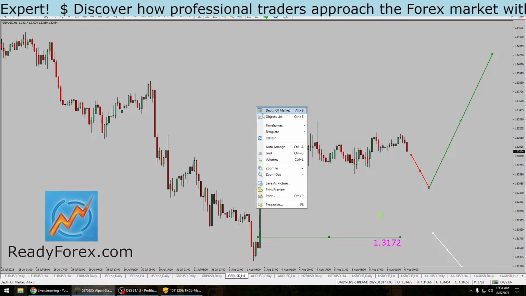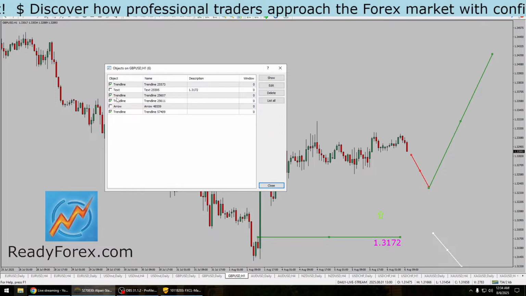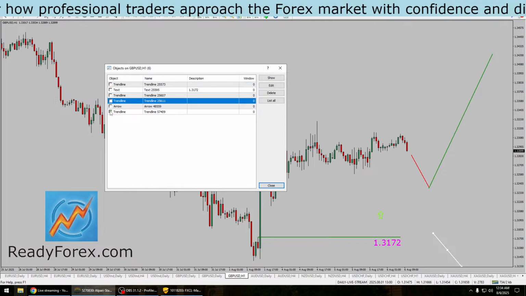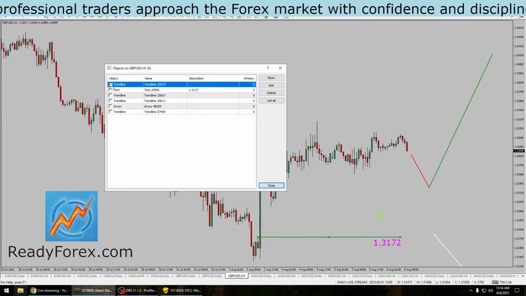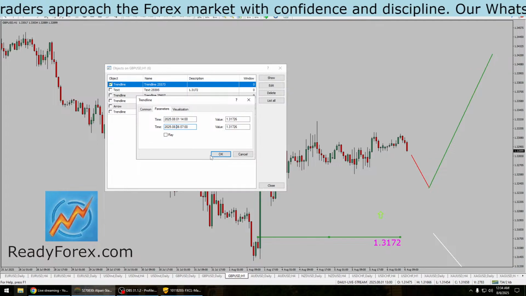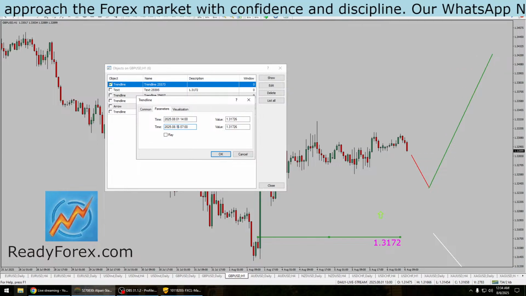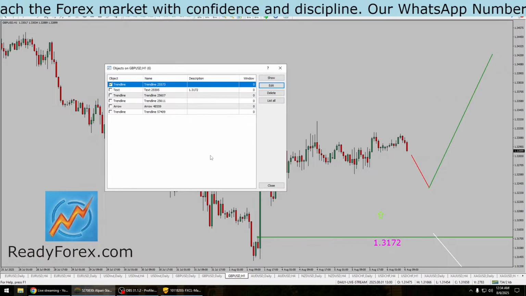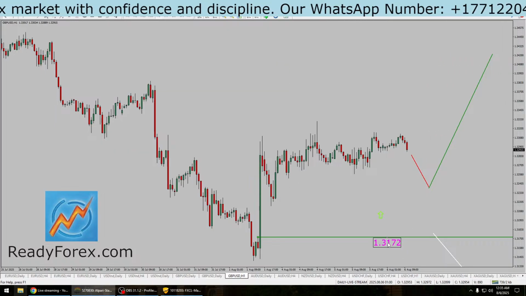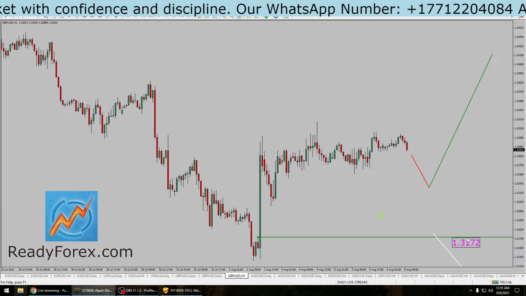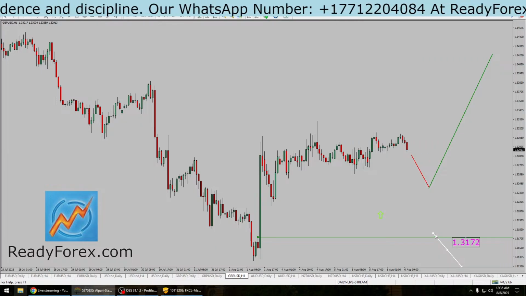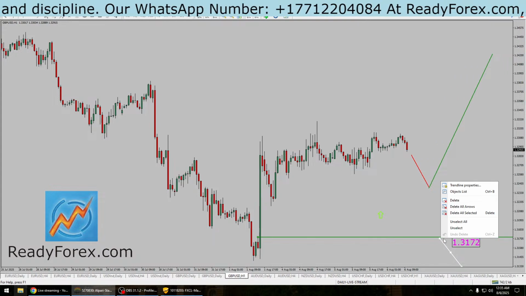Okay, so this is the trend line over here. If price action is going to drop, and you do get a bearish breakdown in the market below the 1.3172 level, then expect further weakness in price action.